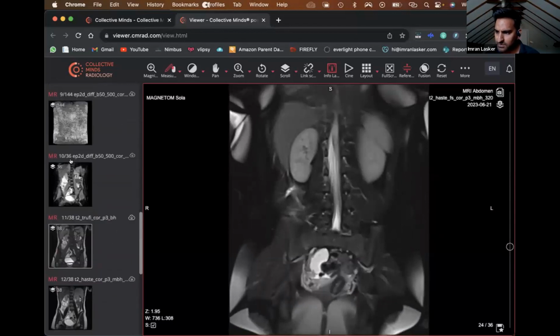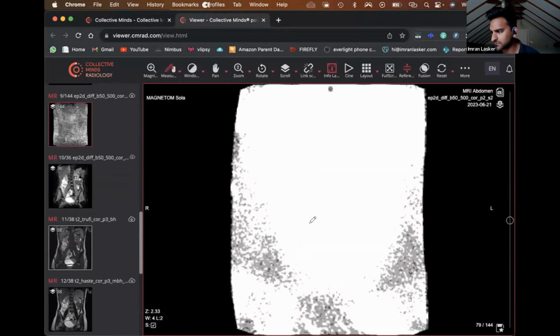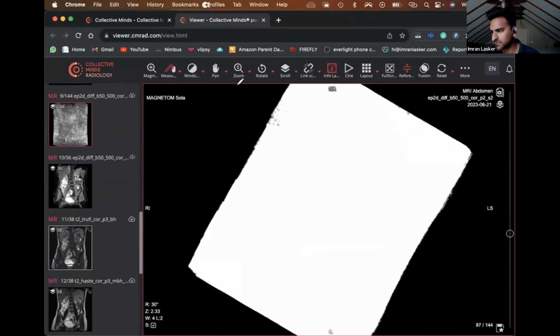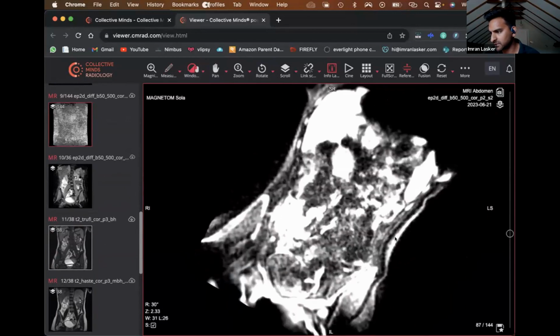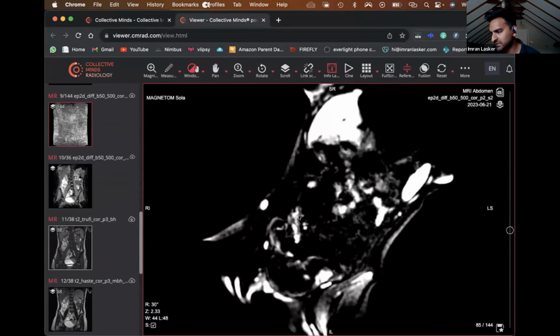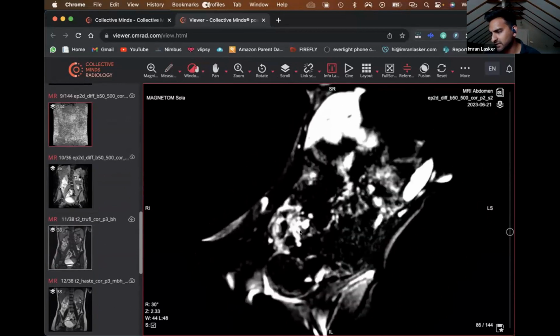Anyway, where are the diffusion weighted images? Maybe they're here, so I've got to scroll through. I'm going to just mess around with the windowing. Maybe that'll help. So when you do the diffusion weighted images, you can see that there's a linear area over here that is very, very bright, which corresponds to, yeah, exactly.